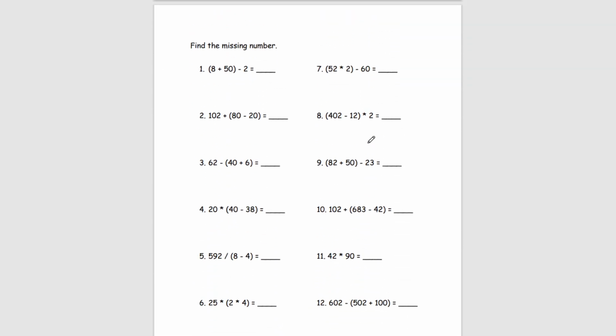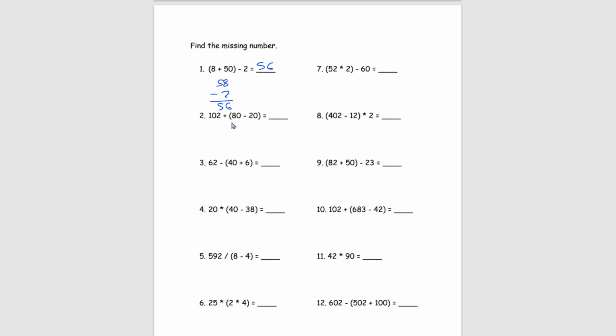For the second page, we're finding the missing number. According to PEMDAS, we always do what's inside the parentheses first, before we do whatever's outside, unless there's an exponent. But there are no exponents in the examples, so we're just doing whatever's inside the parentheses. For number 1, we have 8 plus 50, which gets us 58, minus 2 gets us 56. So our answer for number 1 is 56.